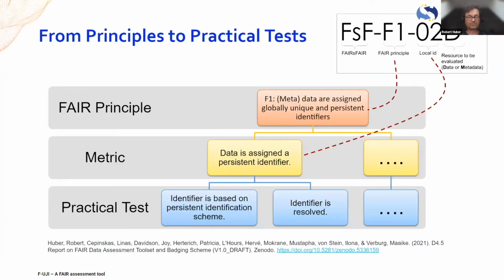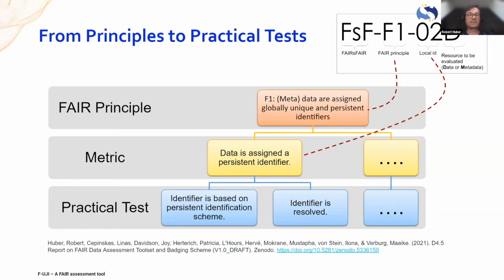These metrics were the basis for defining several practical tests, which we plan to implement in the automated assessment tool FUJI. The approach here is hierarchical: for each FAIR principle we can have one or more metrics, and for each metric we can have several practical tests. So this is an example here about the metric to test if persistent identifiers are present.